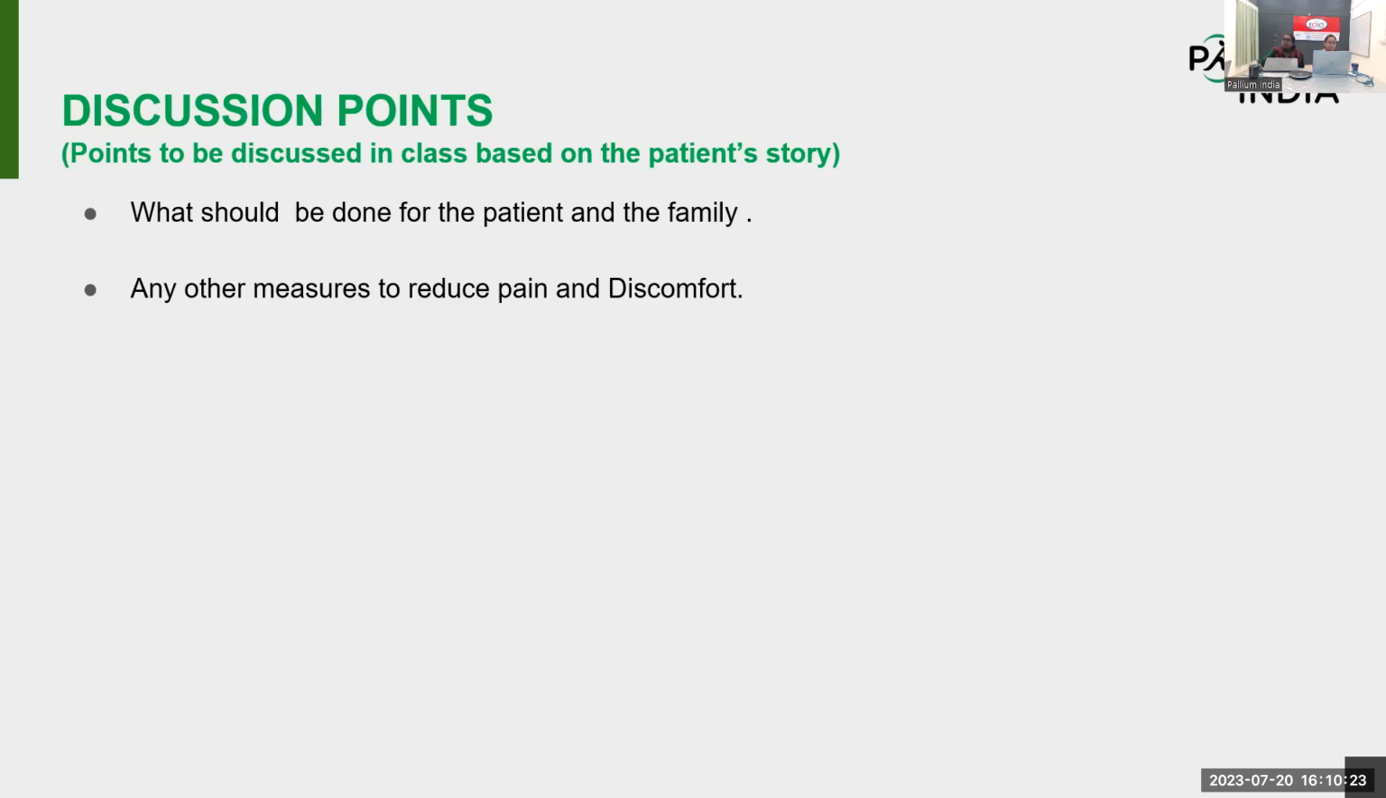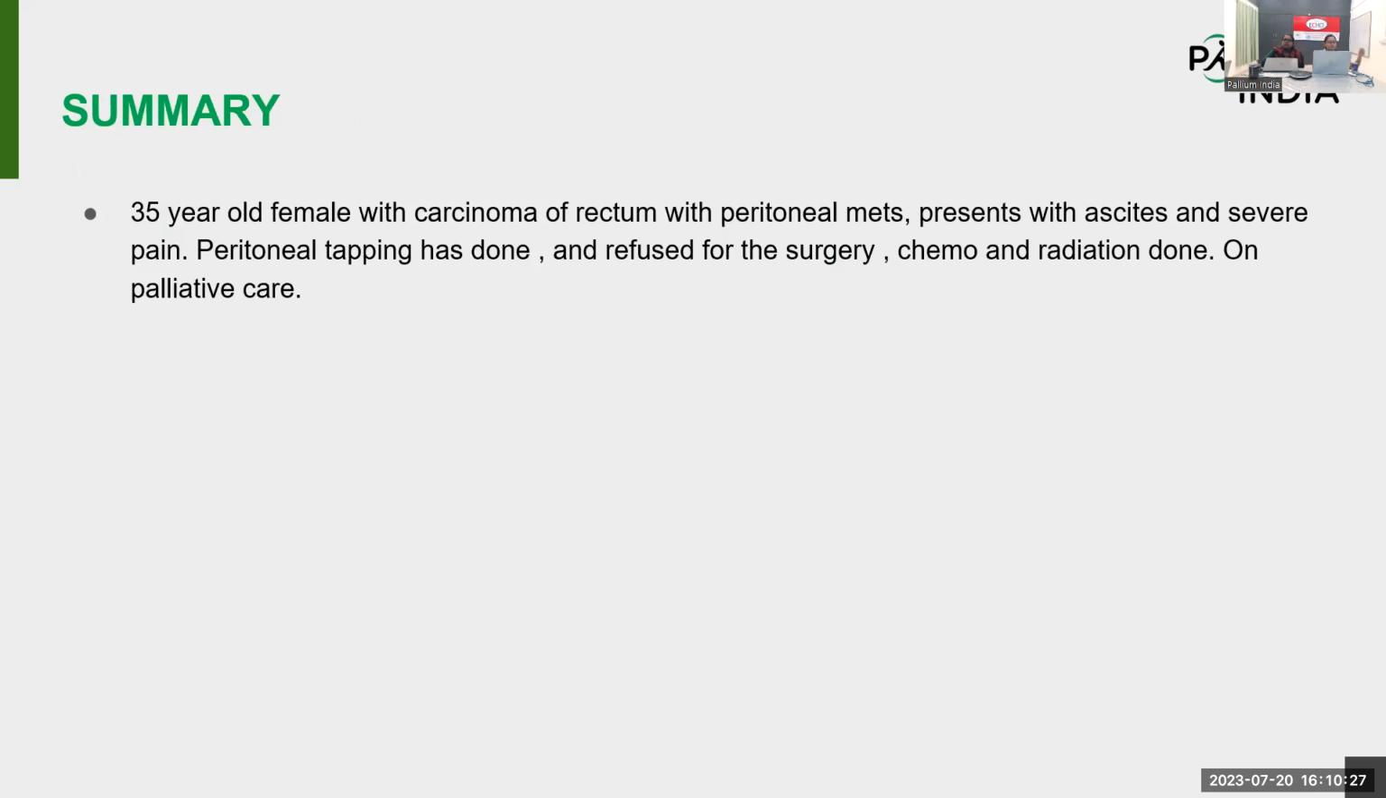Go back to the summary. So just imagine a 35-year-old female with carcinoma of rectum with peritoneal mets. Rectovaginal fistula is there. Ascites and severe pain. She is on morphine. She refused surgery, but she had taken chemotherapy and radiation. Now she is in the palliative care department. In your department, assume this patient is there. What all have you done for these patients, especially for the patient and her family, what all things will you suggest?